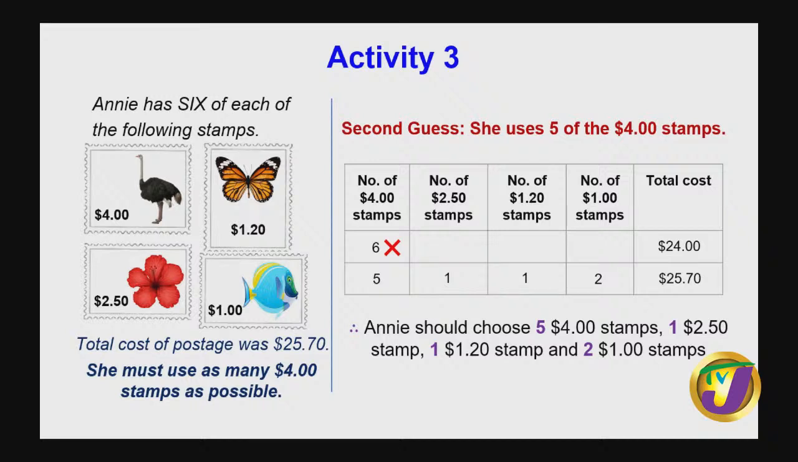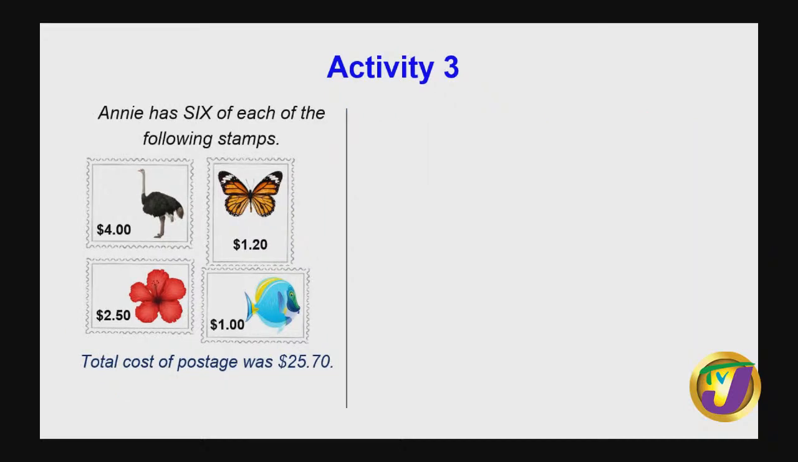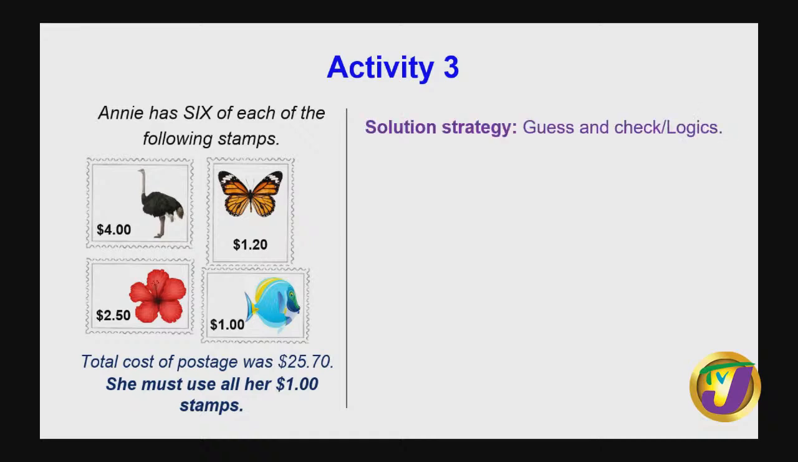All right. Let's move to part B of the next section. So we're still posting the same package, right? Right, but they gave us another condition. Yes, so she must use all her $1 stamps. All her $1 stamps. So again, we're using guess and check logic.